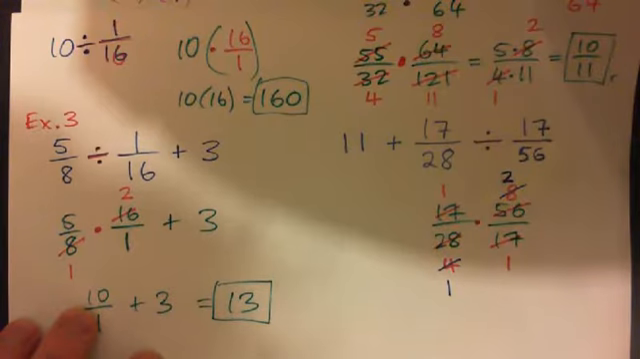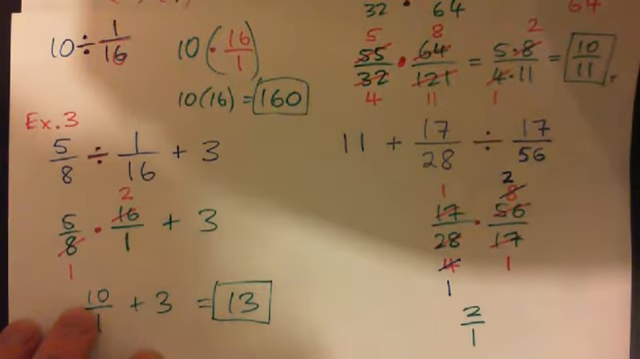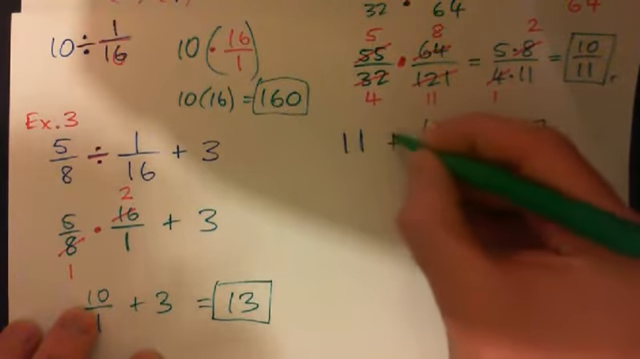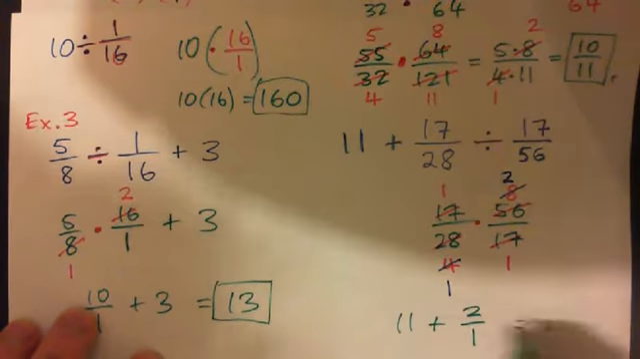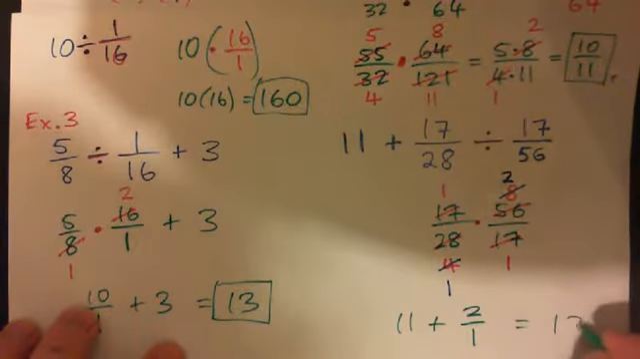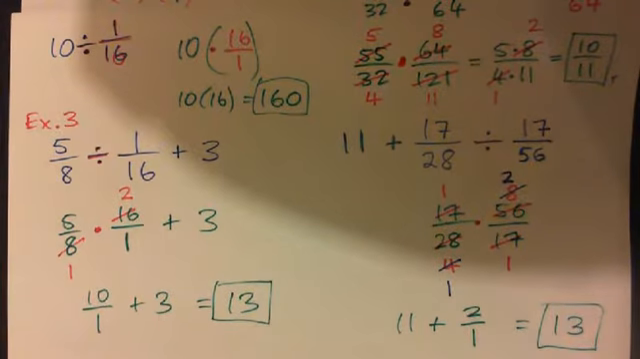Okay, so this whole thing becomes 1 times 2, which is 2, over 1 times 1, which is 1. And don't forget my 11 plus all that. I still have 11 plus that, which is just 11 plus 2, which is 13 again, right? 11 plus 2, 13. Okay.